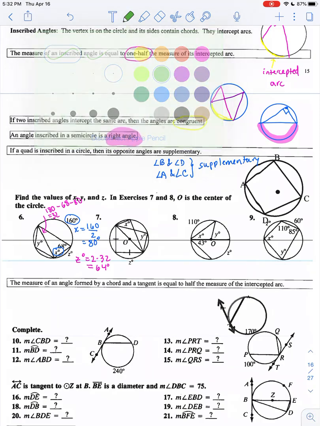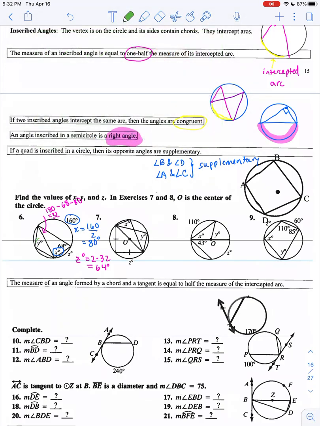And then lastly, the other angle that I'm trying to find out is y. And y happens to have the intercepted arc of, if I trace where it gets intercepted, it intercepts from there all the way around to here. And so that intercepted arc is the sum of 160 plus z, which we found to be 64. So that would get me 224. So the intercepted arc is 224 degrees. So therefore y is the inscribed angle, so I would have to cut that in half to get 112 degrees.